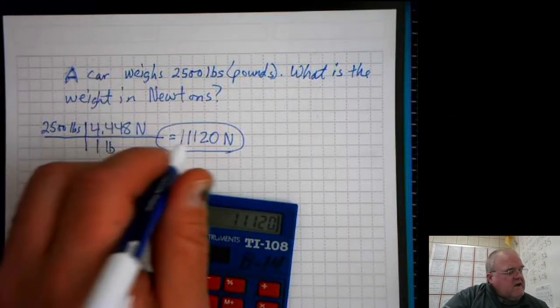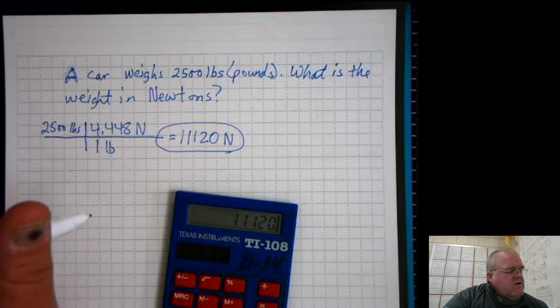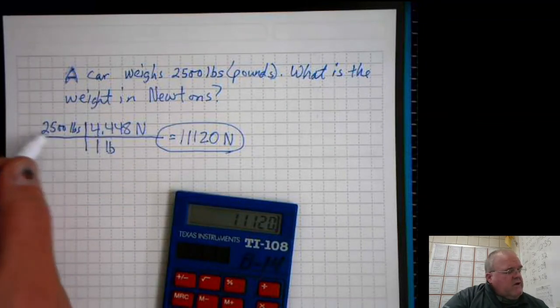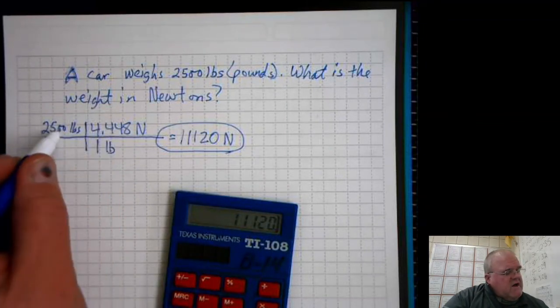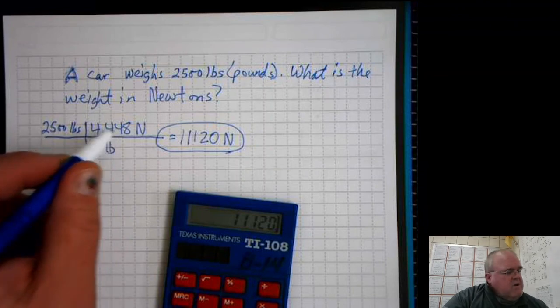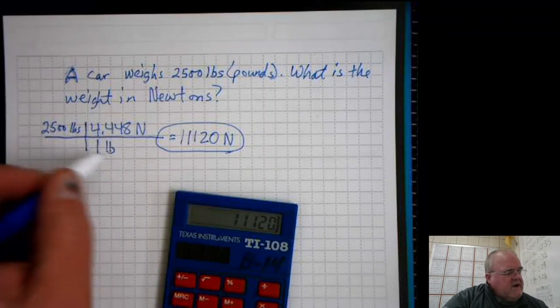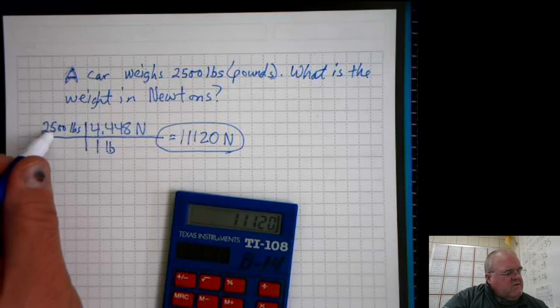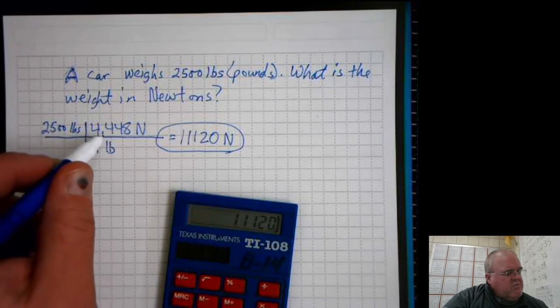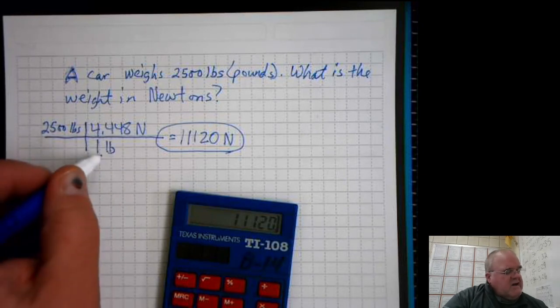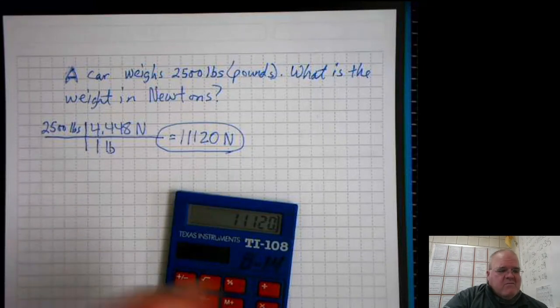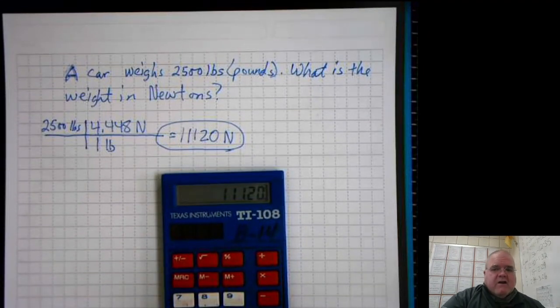What I do is everything that's on top I multiply by, and everything on the bottom gets divided by. So 2,500 times 4.448 divided by 1. I didn't put divided by 1 in my calculator because I know that anything divided by 1 is what that number started out to be.